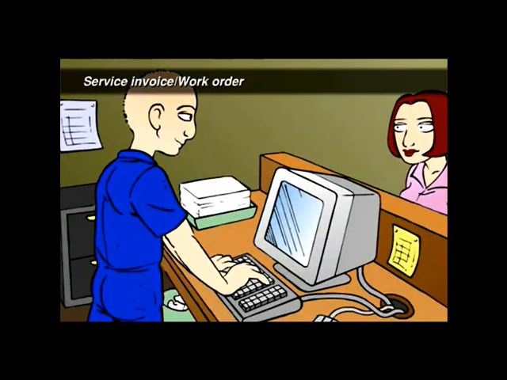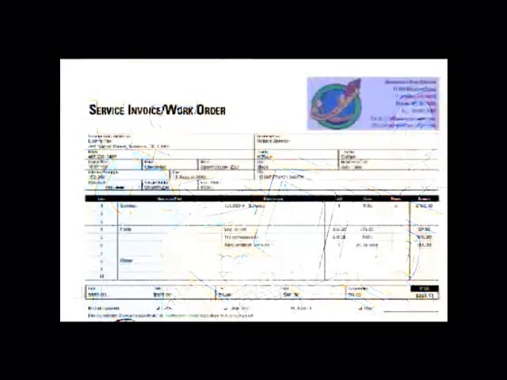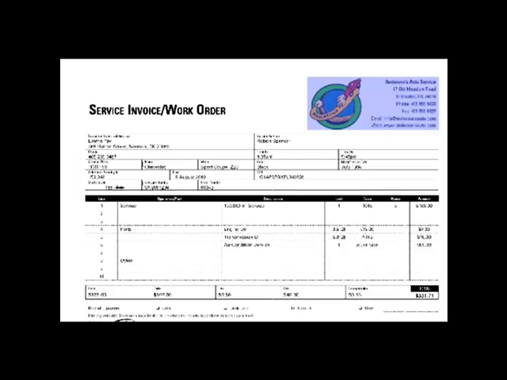A service invoice or work order is a key document, which we use to communicate with both our customers and workmates. It's a legal contract between us as the service provider and our customer. It contains details of the services to be provided by us and the authorization from the customer.